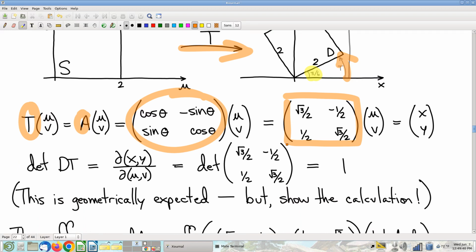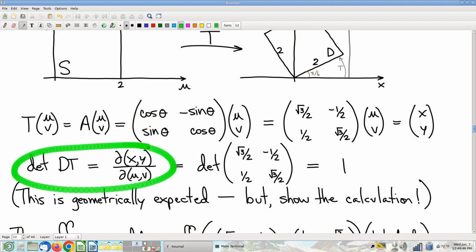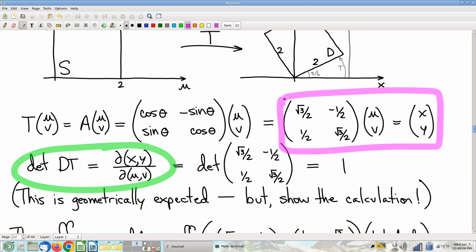Okay, so we've got our change of variables function. And now how do I compute the Jacobian determinant? Well, I've got to take the partials of x and y with respect to u and v. The usual formula. Don't forget that the change of variables function tells you specifically the formula for x. And x is that dot product.